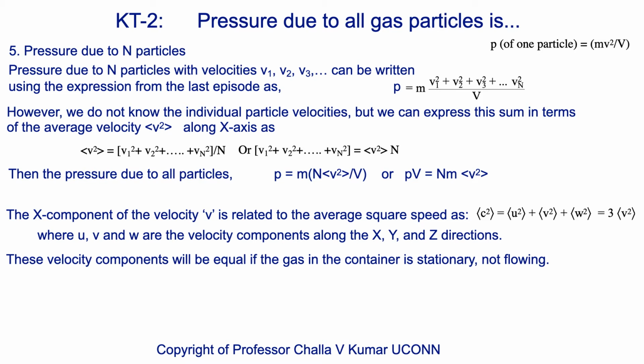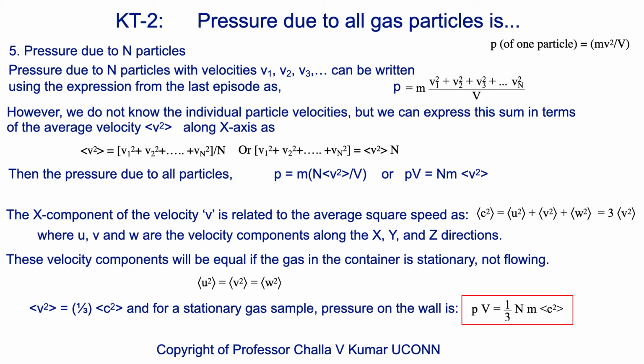Now I can write this in a very simple way as equal to 3 times the average v squared along the x-axis. How can I do that? The velocity components u squared, v squared, and w squared will all be equal after you have averaged them out. Why? That is, u squared average will be equal to v squared average, and that's equal to w squared average. Now you might ask, why is that?